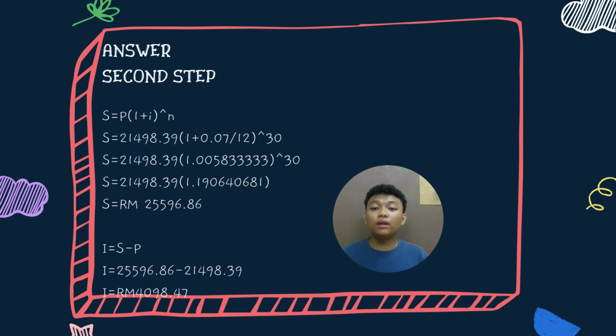So 25,596 and 86 cent minus 21,498 and 39 cent, we're going to get 4,098 and 47 cent.